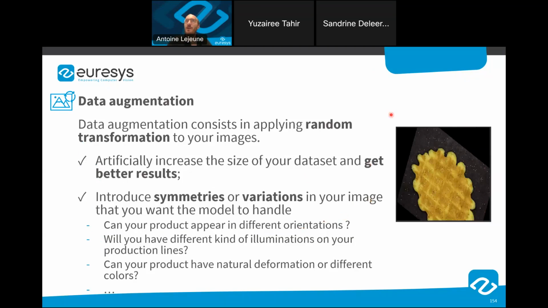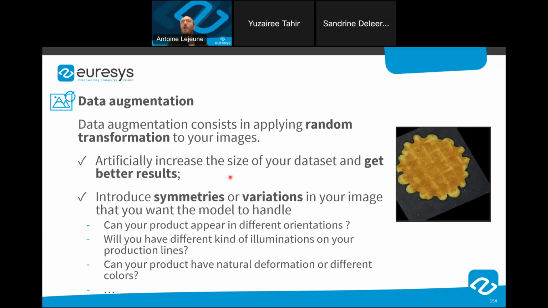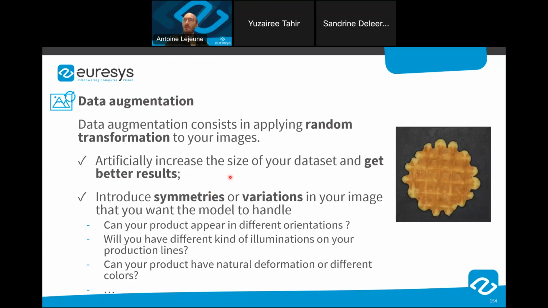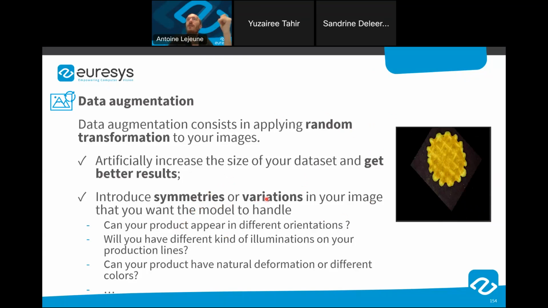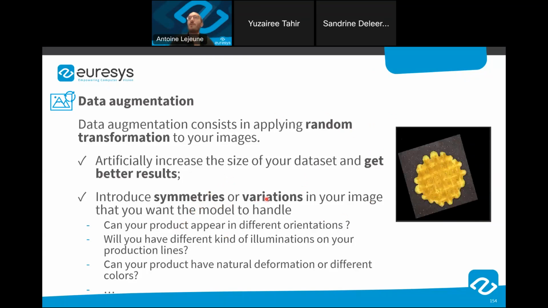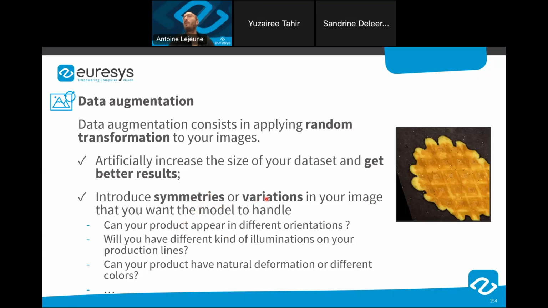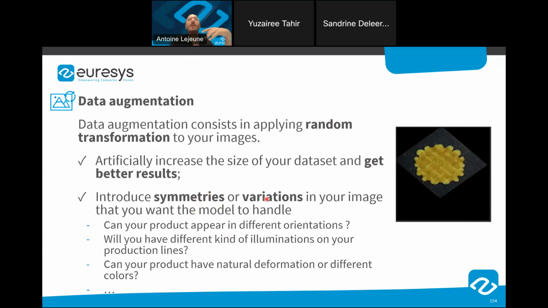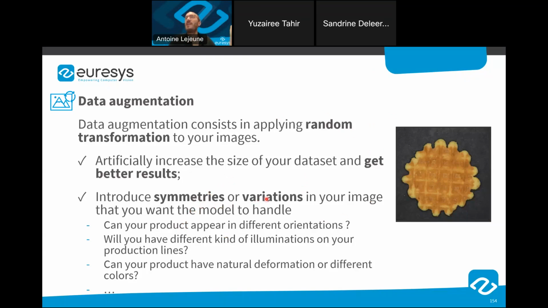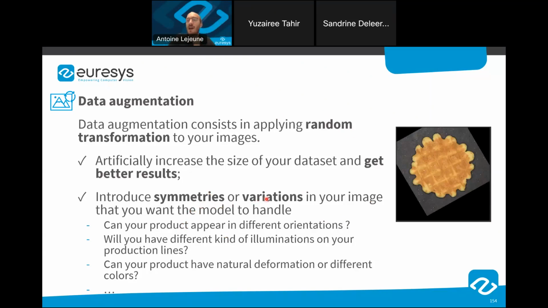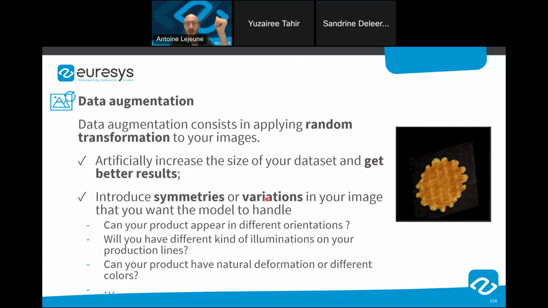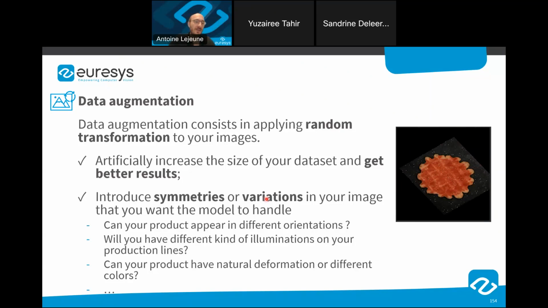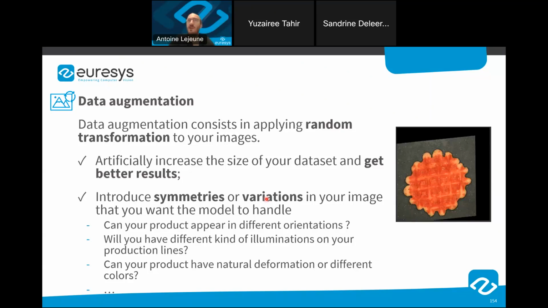What it does usually is that you will get better results, or it will make your model more robust with respect to some symmetries or variations. So for example, if you want to make your model robust to rotations, then you can apply some rotation in the data augmentation. If you want your model to be robust to changes in luminosity, you can apply some contrast or brightness data augmentation, for example. So it depends on what you want to get, which data augmentation to use.